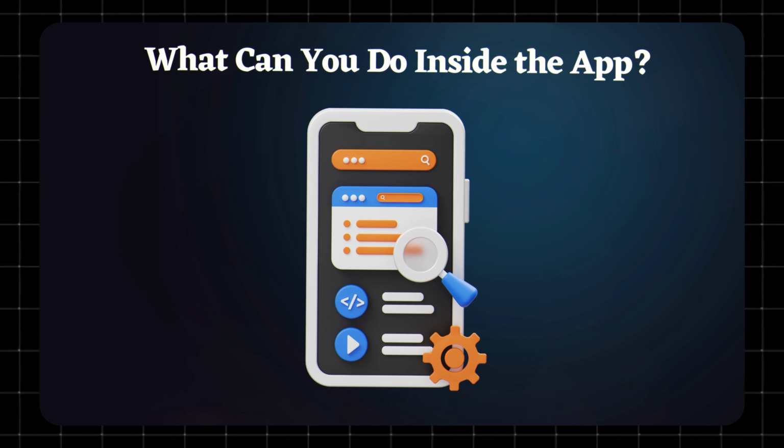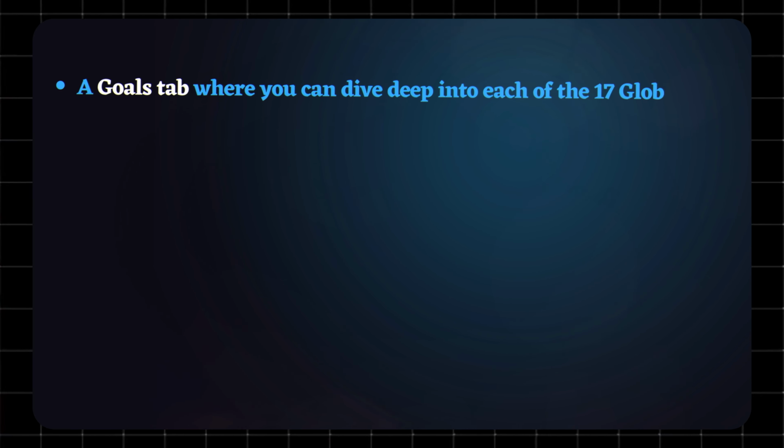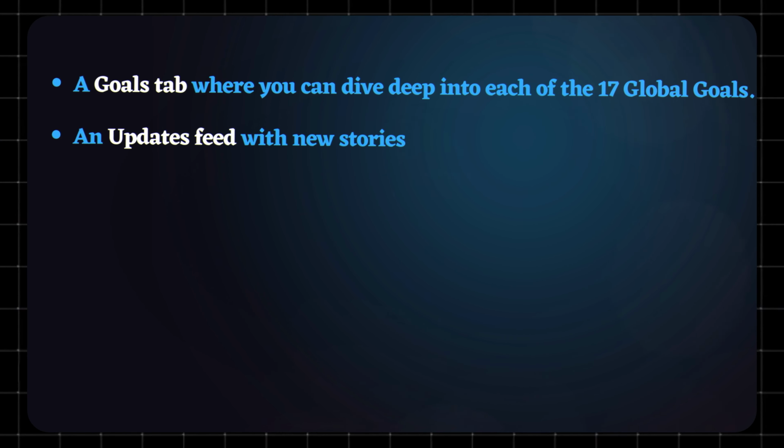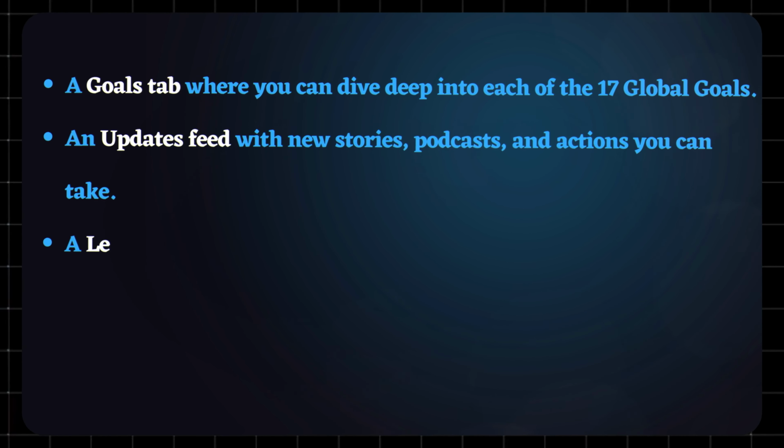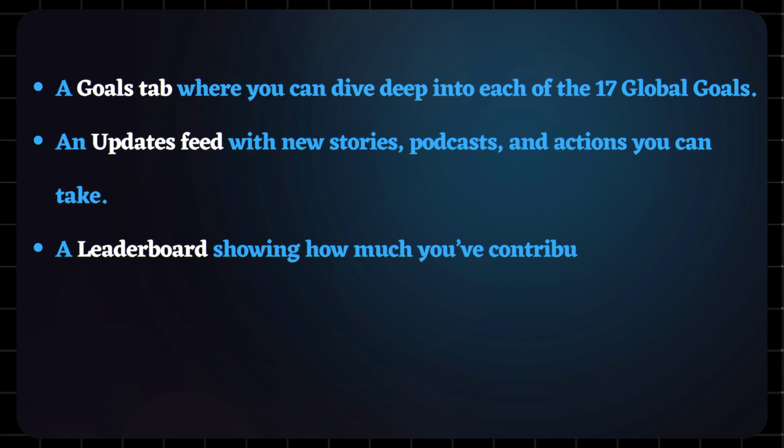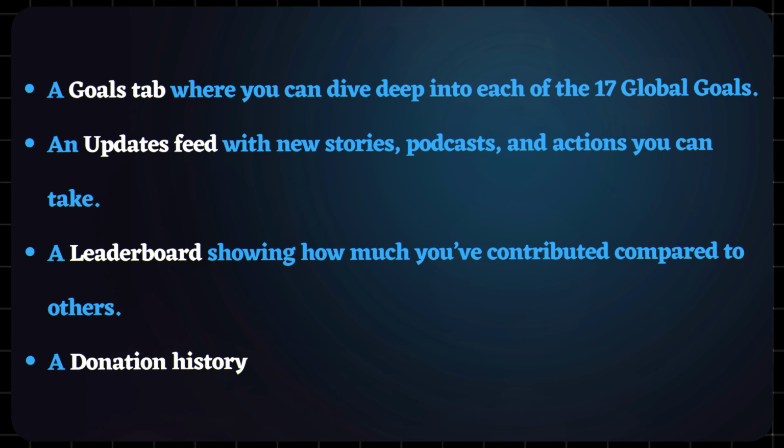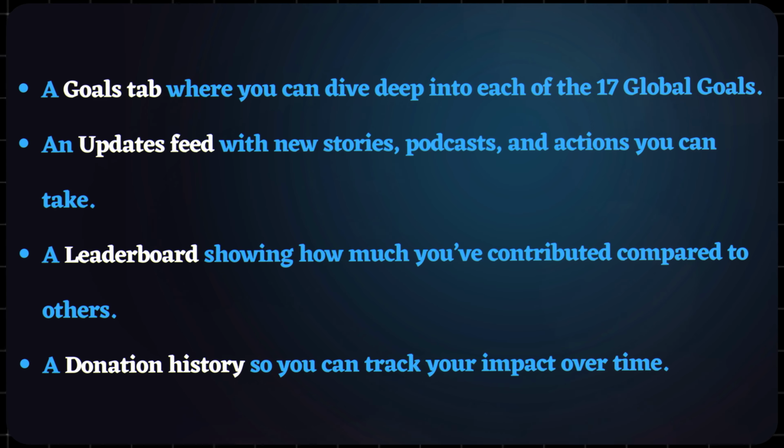What can you do inside the app? Here's what you'll find once you install it. A Goals tab where you can dive deep into each of the 17 global goals. An updates feed with new stories, podcasts, and actions you can take. A leaderboard showing how much you've contributed compared to others. A donation history so you can track your impact over time.